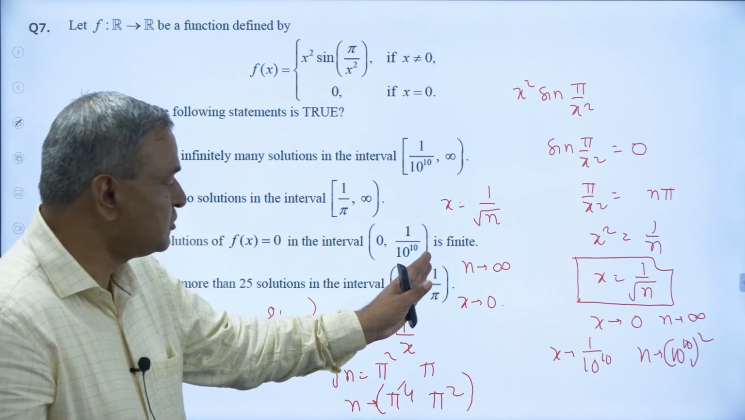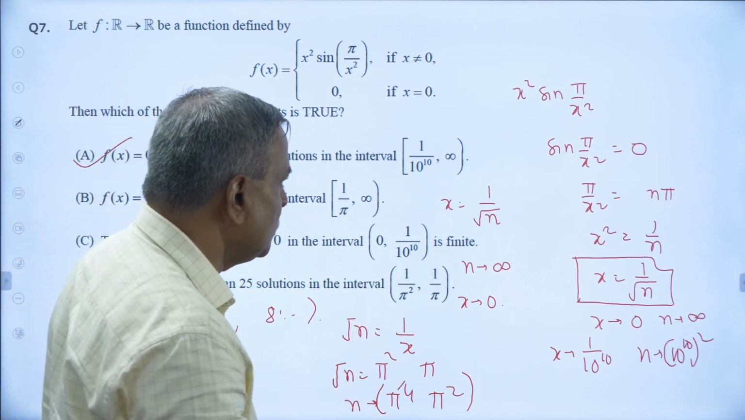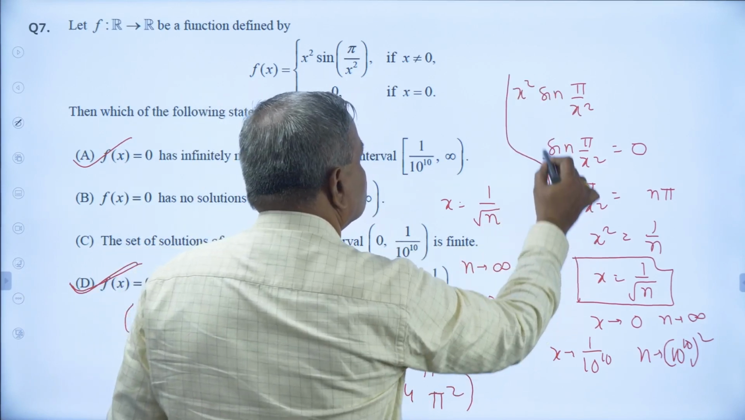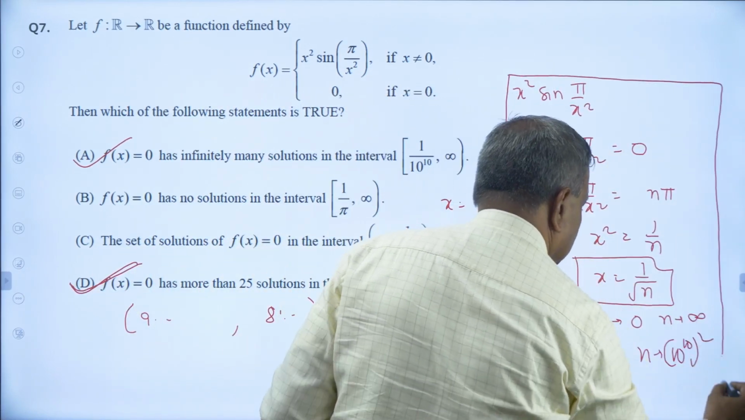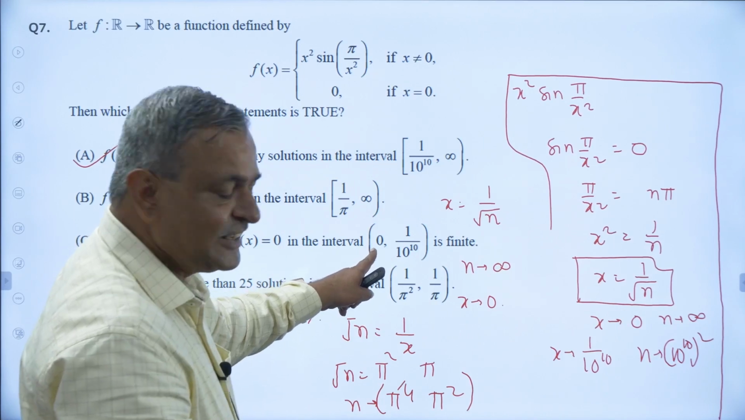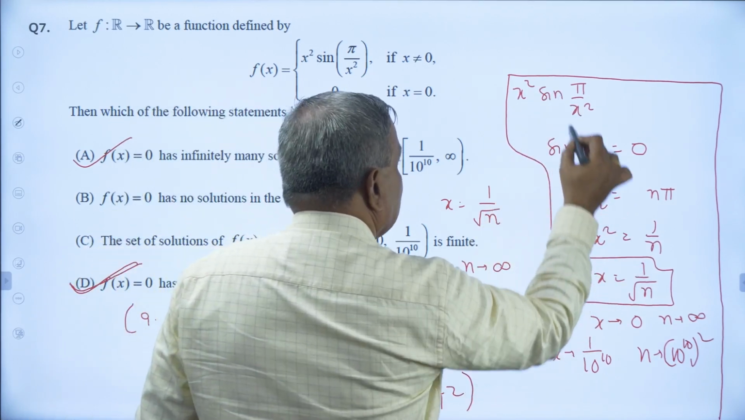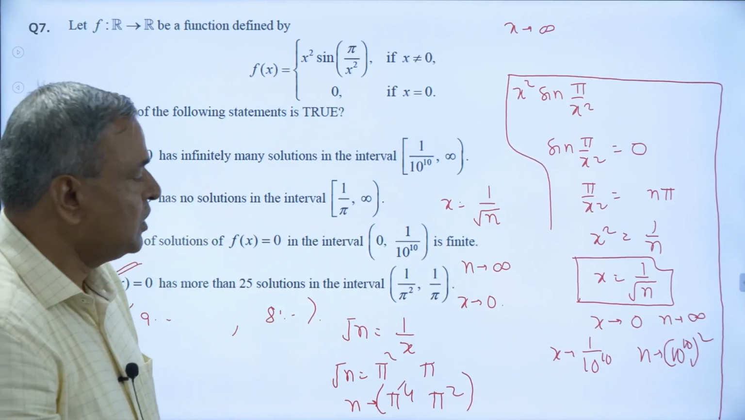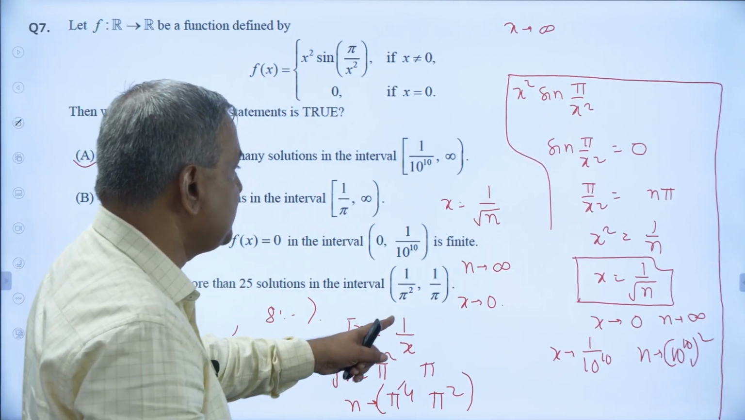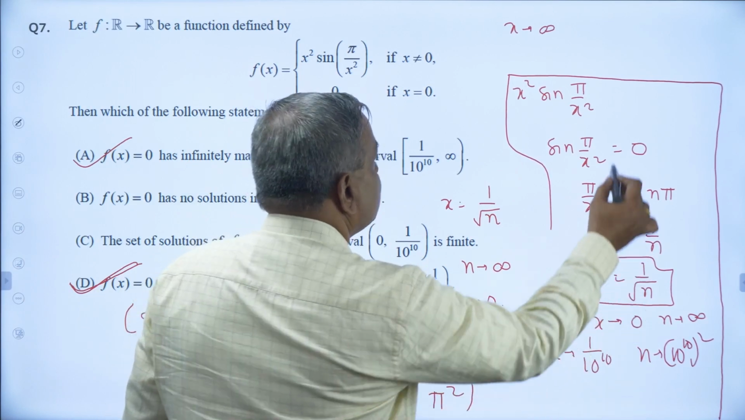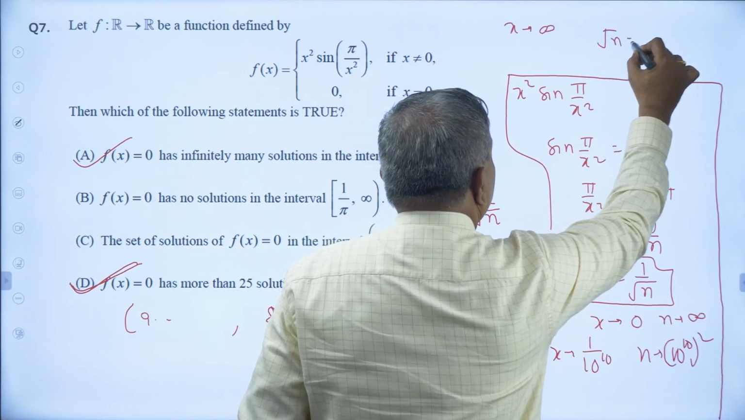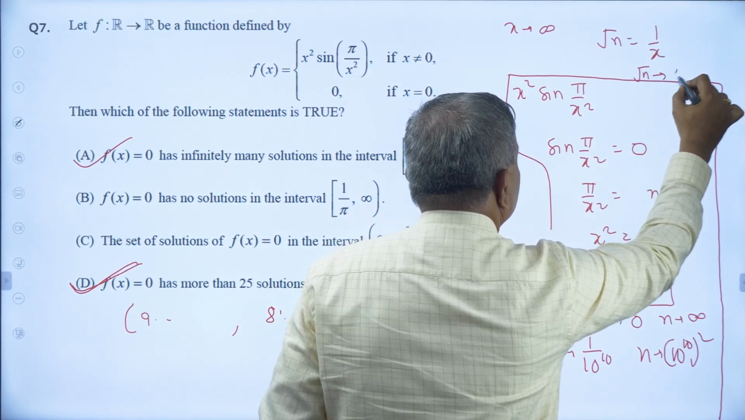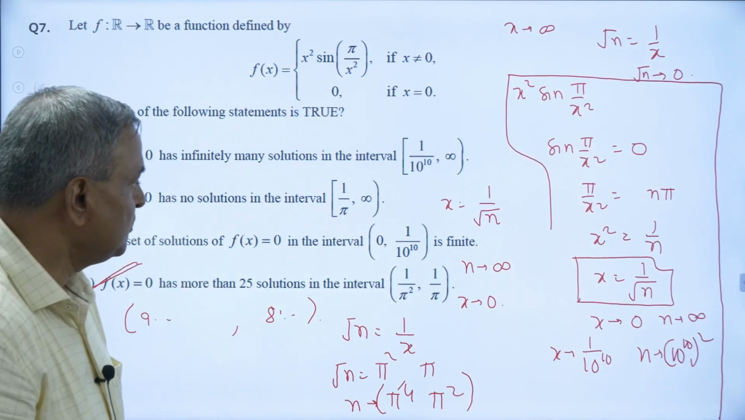Is a finite solution possible from 0 to 1 by root n? Okay, let us take this part. Now, x is tending to 0. When x is tending to infinity, what happens? Root n is equal to 1 by x. With x tending to infinity, root n is tending to 0.